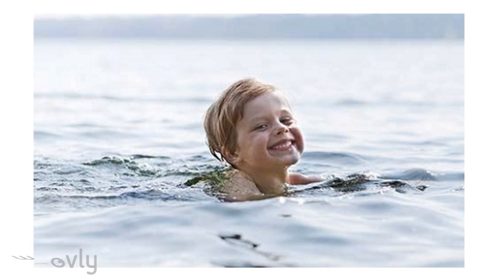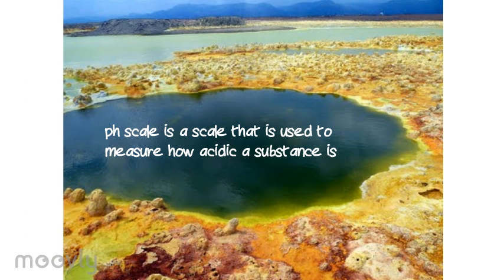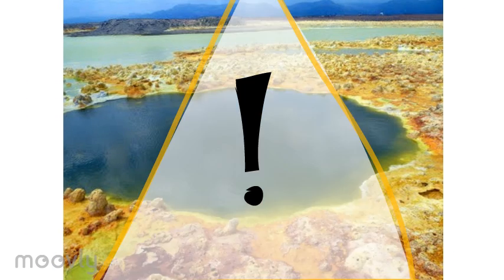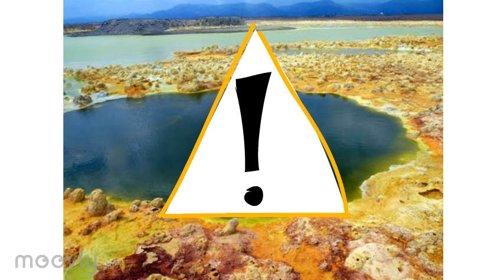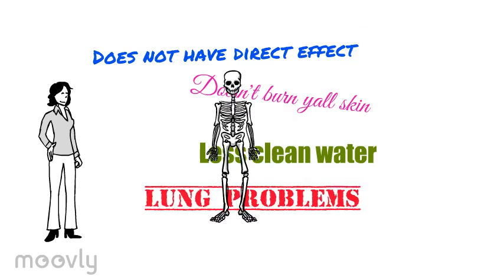Acid rain does not have a direct effect on humans, however. It doesn't have enough acidic pH to burn human skin. Swimming in an acidic lake is no more harmful to people than swimming in clean water. But the sulfur dioxide it creates can cause lung problems, like asthma and bronchitis, so you still need to be careful though.